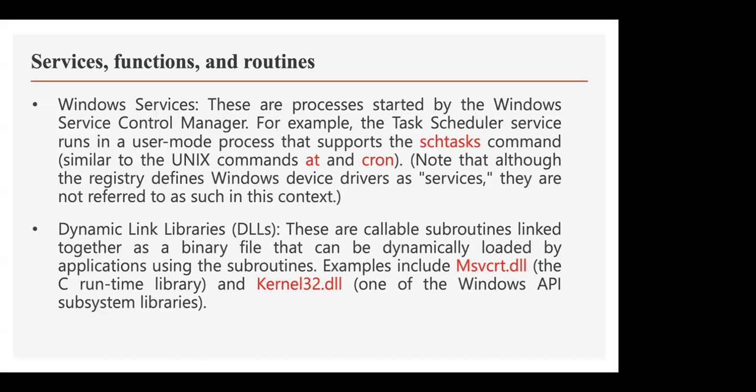We also have dynamic link libraries. These are callable subroutines linked together as binary files that can be dynamically loaded by applications using the subroutines. An example of these includes msvcrt.dll, which is the C runtime library.